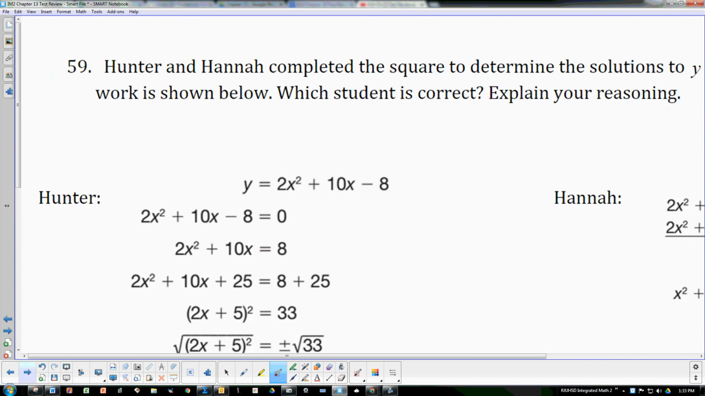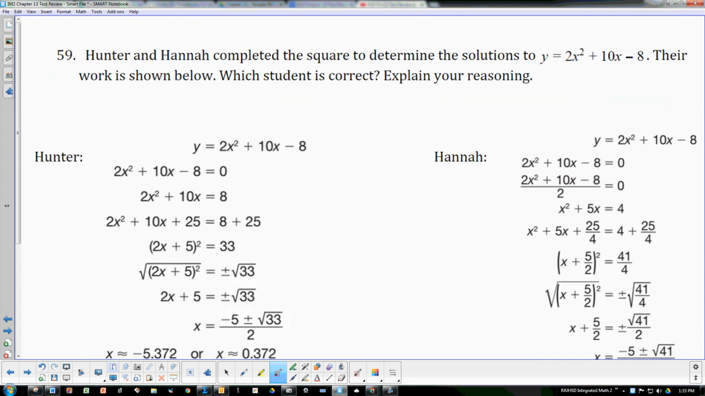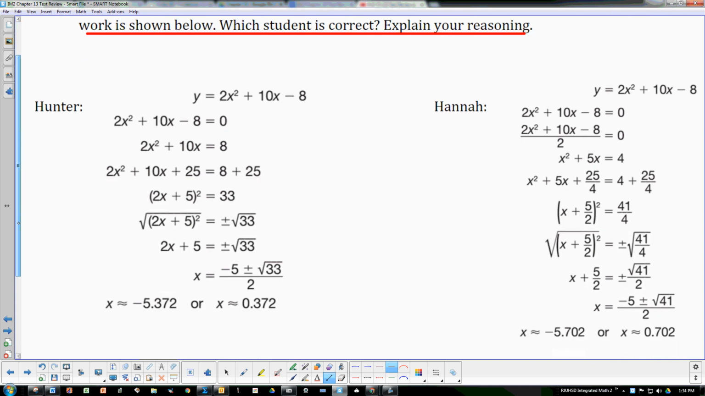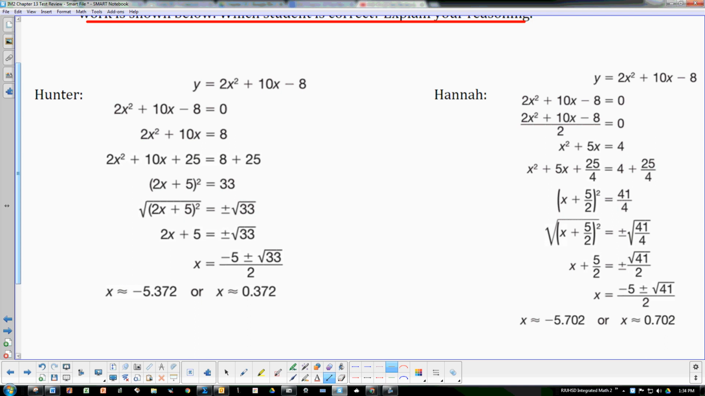Next problem, number 59. All right, so let's take a look. This problem says Hunter and Hannah completed the square to determine the solutions of this. Now, remember, since this is not equal to 1, this problem is going to be optional. It says, their work is shown below. Which student is correct? Explain your reason. Well, as we go down through here, let's see if we can find some mistakes. Let's follow Hunter's work first.